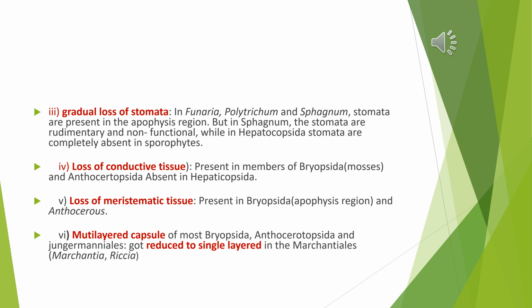Next, loss of meristematic tissue. Meristematic tissue is present in the Bryopsida apophysis region and Anthoceros, but it is absent in others. Multilayered capsule is found in most of Bryopsida, Anthocerotopsida, and Jungermannia. It got reduced to single-layered in Marchantia, Marchantiales, and Riccia.